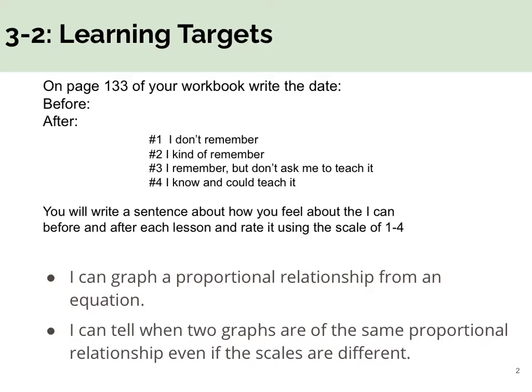So 1, I don't get it. 2, I kind of get it. 3, I got it. And then 4, I can teach it to myself. And you should have a number also for lesson 1's I can statements too.